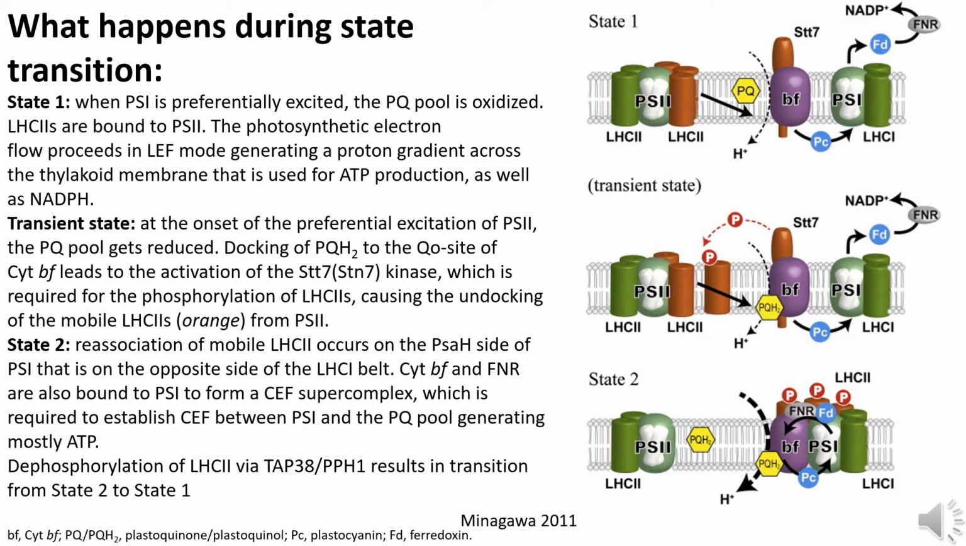In state 2, there is a reassociation of mobile light harvesting complex 2 that occurs on the PSAH side of photosystem 1, that is on the opposite side of the light harvesting complex 1 belt. Cytochrome b6f and ferredoxin NADP plus reductase are also bound to photosystem 1 to form a cyclic electron flow supercomplex, which is required to establish cyclic electron flow between photosystem 1 and the plastoquinone pool, generating mostly ATP. During state 2 also, there is a dephosphorylation of light harvesting complex 2 via TAP38 or PPH1, which results in transition from state 2 to state 1.